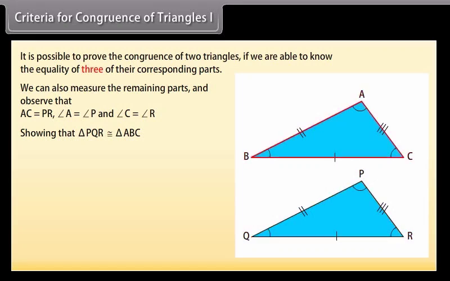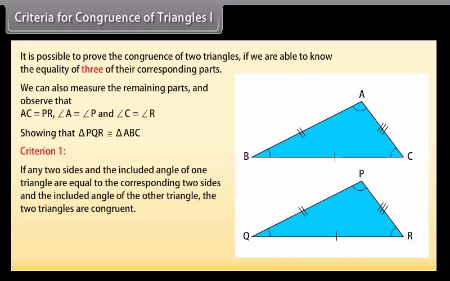This means that equality of these three corresponding parts results in congruent triangles. Thus we have Criterion 1. If any two sides and the included angle of one triangle are equal to the corresponding two sides and the included angle of the other triangle, the two triangles are congruent. This criterion is referred to as SAS, side angle side rule.